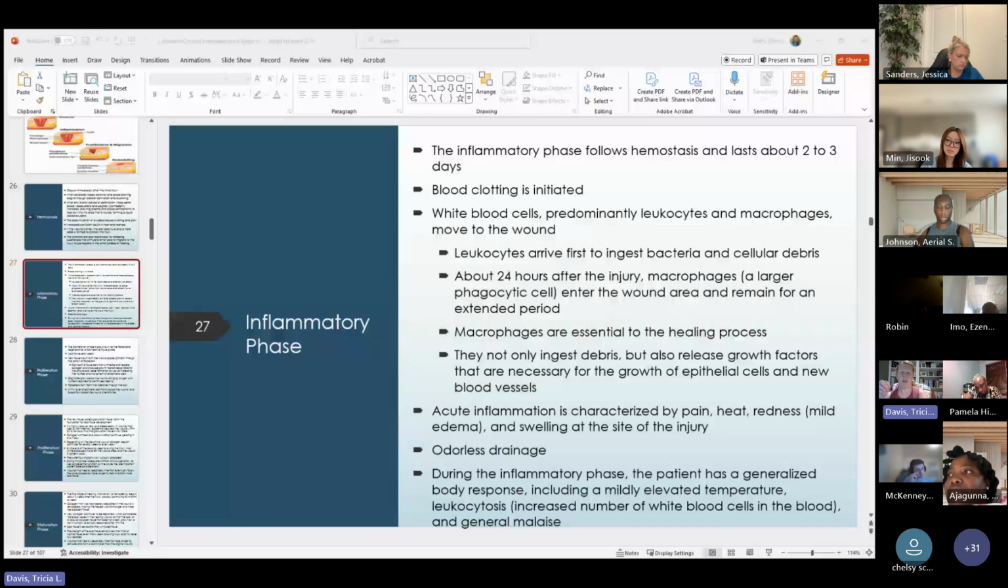Sometimes, if we don't know, you can do a CBC, or you can do a CBC with differential, which means that we can do a further breakdown of our white blood cell count and look at the neutrophils, the eosinophils, the leukocytes, all that. And if we see a high number of our neutrophils or our leukocytes, that means that we have immature white blood cells, which means they're mounting a response in the body, which is what you would see if a patient has just had an injury.